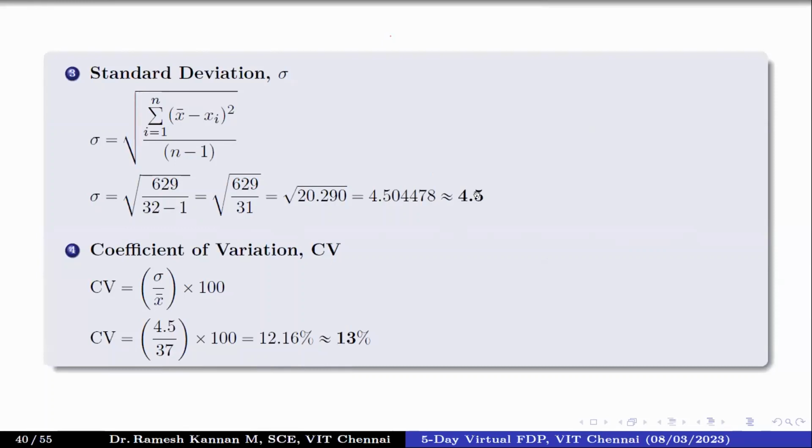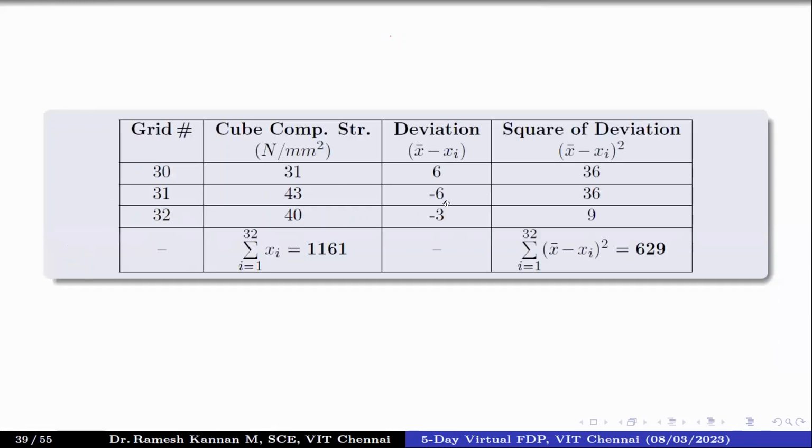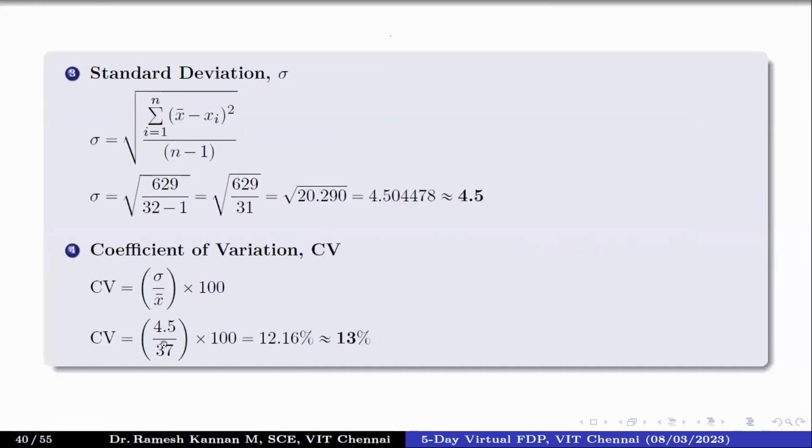The reason we talk about this is that when the standard deviation is less and the mean is high, we'll have a lesser coefficient of variation. But if you have more standard deviation and the mean is approximately at the same level, probably you'll get a higher coefficient of variation. So I'll explain that. Coefficient of variation is nothing but standard deviation divided by mean. We will generally express it in terms of percentages. So it is 4.5 divided by 37 into 100, which is approximately 13%.